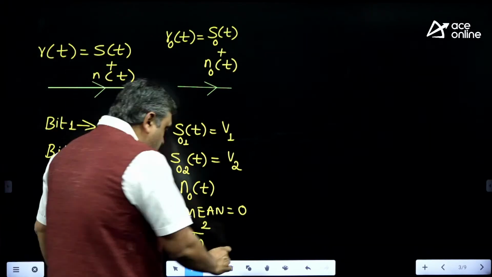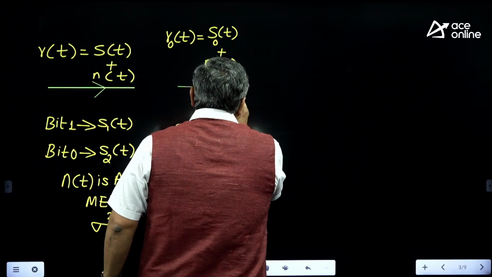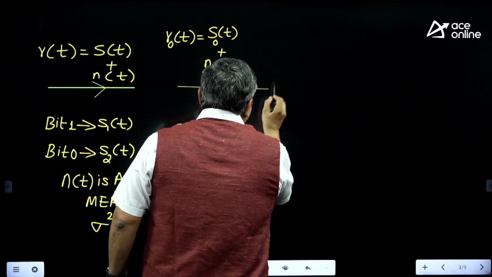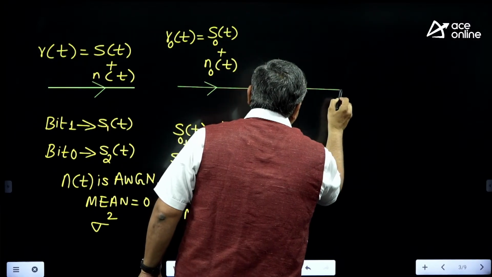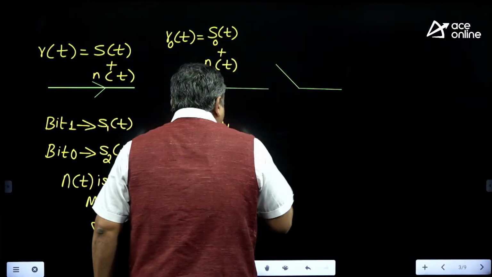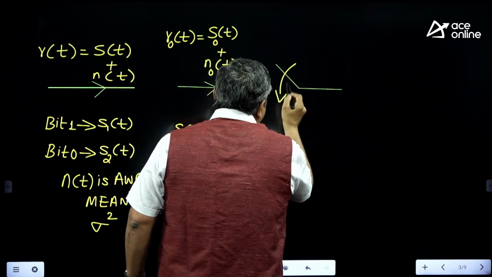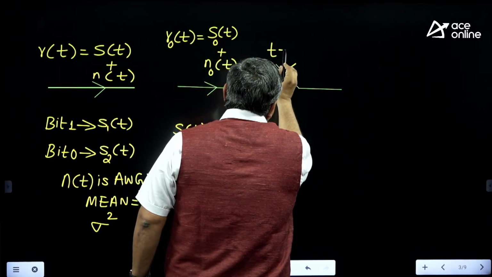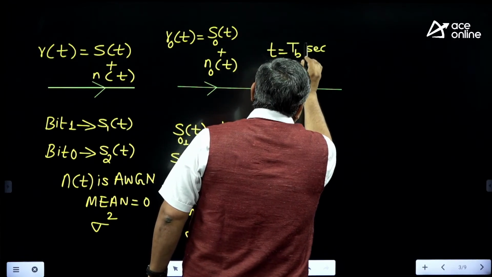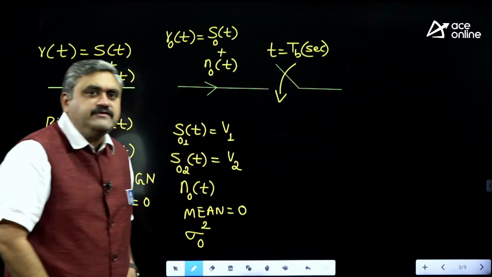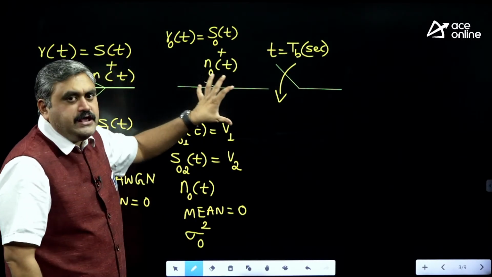Now, once you get these things, what we do is we sample this value. Sample means taking these values at some t equal to tb seconds, the bit duration. That means you are considering the signal component as well as the noise component taken at t equal to tb.